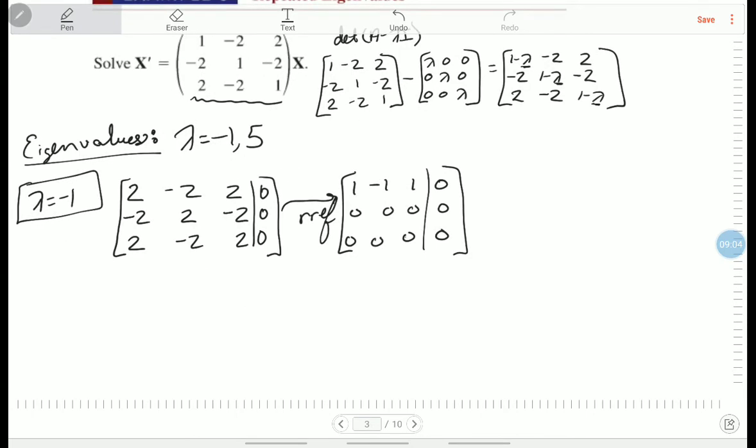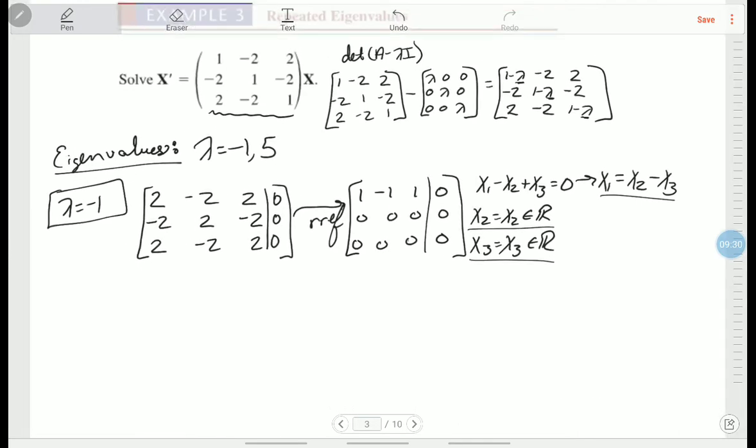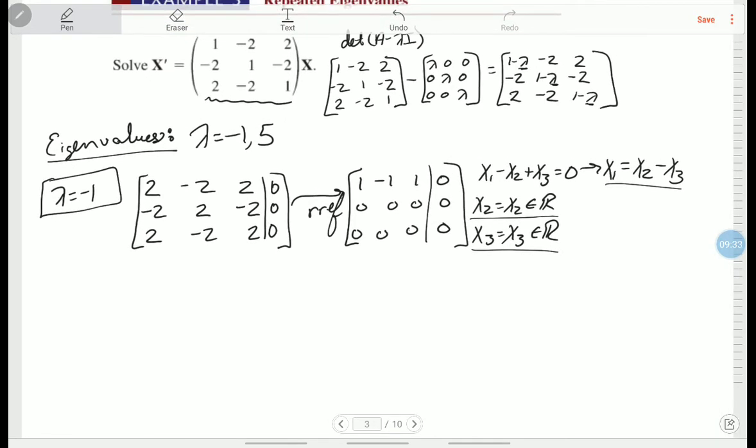we're going to end up with 2 rows of zeros, and that tells us we're going to have 2 free variables in this solution. So remember what this says. This says x1 minus x2 plus x3 is equal to 0. And it tells us x2 is going to be free, and x3 is going to be free. We always want to write this in terms of 2 other variables. So our solution is that, but we need the eigenvector that's going to be associated with that. Because we have 2 free variables, we will have 2 eigenvectors.